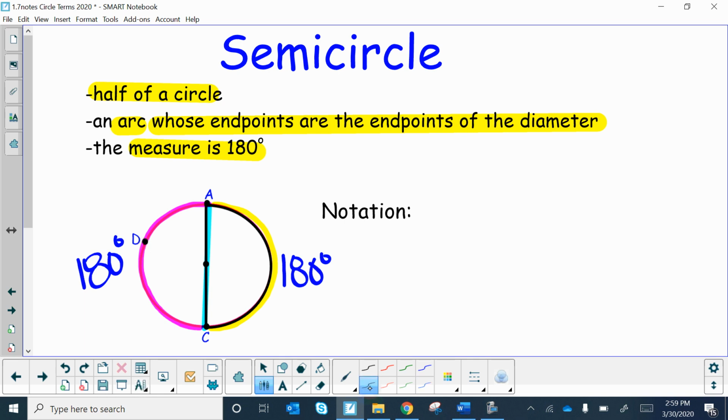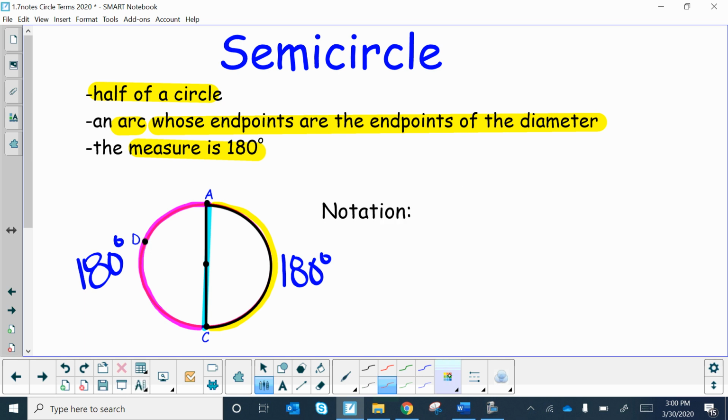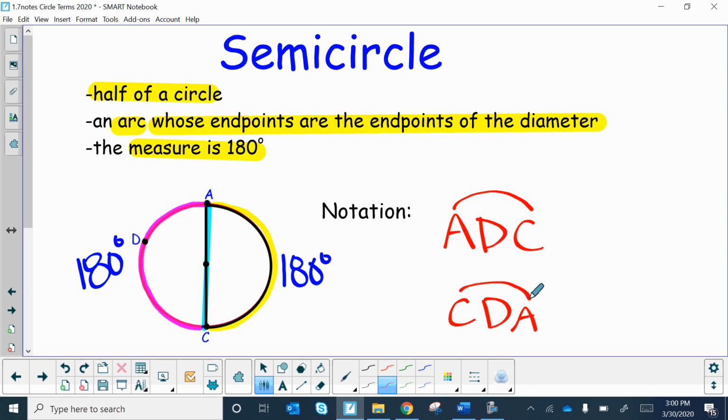So how do you name the arc? Let me see if I don't have pink, so I'll just use red. To name that pink arc, you have to use three letters. So you're going to write A, D, C with the arc symbol on top. If you started with C, that's fine. Just make sure you do C, D, A. You have to follow the pattern of the arc. If you were to say arc C, A, D, that's a completely different arc that we're going to talk about in a minute. So this is a semicircle. And again, arcs can have degrees.